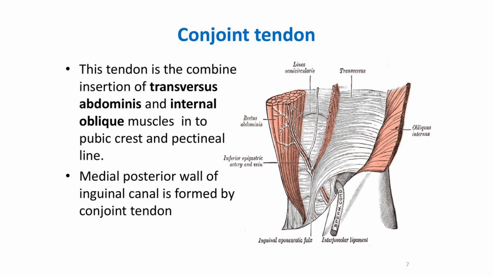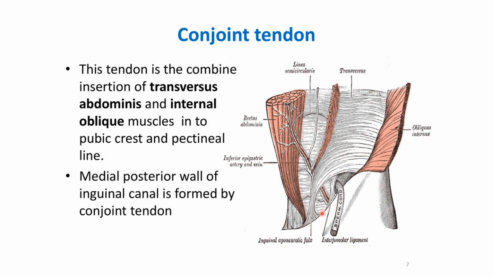So coming up on the conjoint tendon. The conjoint tendon is the combined insertion of transverse abdominis and internal oblique muscle into the pubic crest and pectineal line. The fibers from the transverse abdominis and the internal oblique muscle combine together and form a common structure that is known as the conjoint tendon, which is inserted on the pubic crest and the pectineal line of the pubic bone.